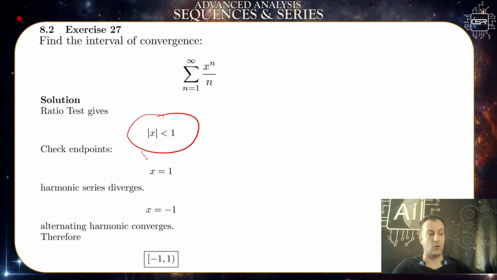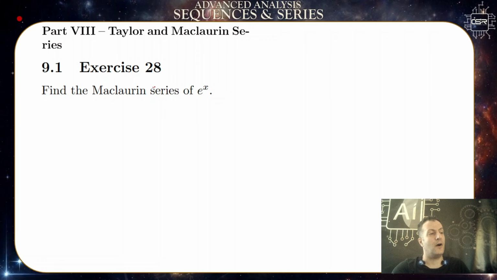Checking the endpoints, for x equal 1, it diverges. The harmonic series diverges for x equal 1, but for x equal to minus 1, it converges. So the interval of convergence is from minus 1, being included, all the way to 1, but 1 is not included.